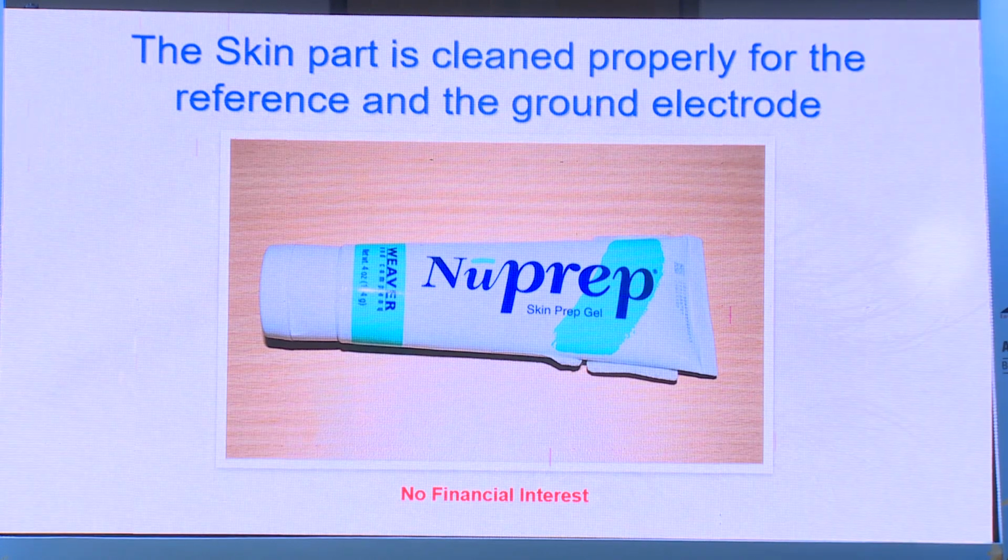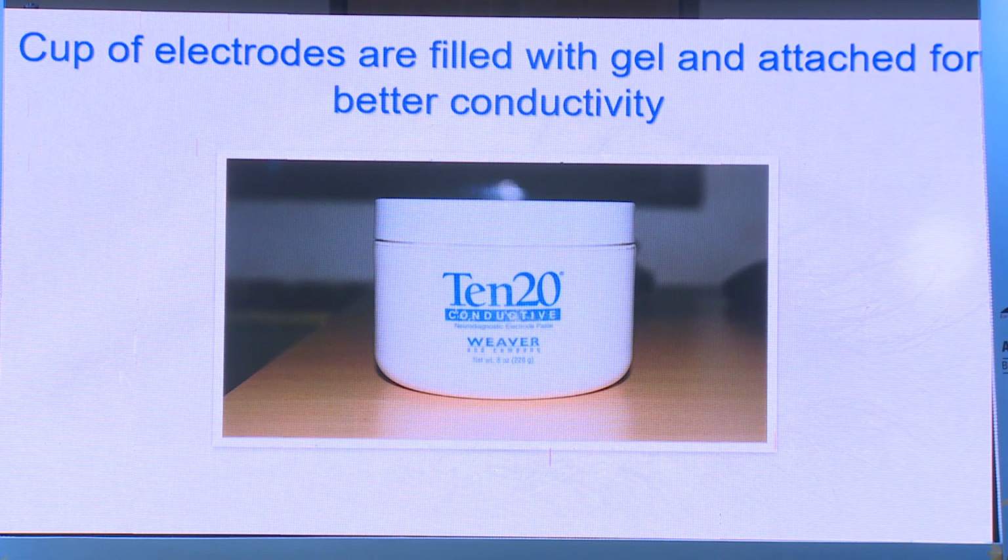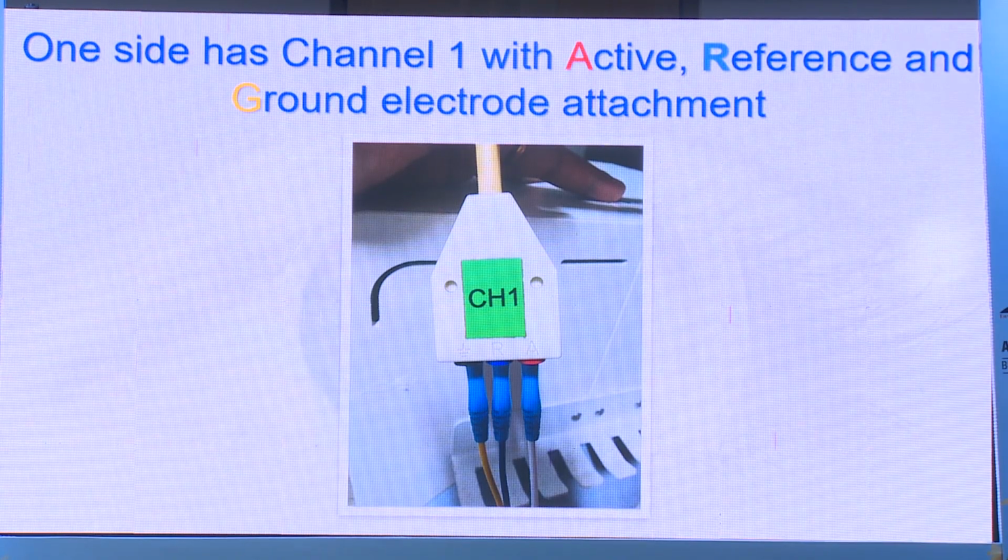In the preparation side, the skin has to be cleaned properly for the reference and the ground electrode, and for that purpose, we can use skin prep gels such as Nuprep gel. Now, the cups of the electrodes are filled with gel and are attached for better conductivity. These are the channels which connect the active, reference and the ground electrode.